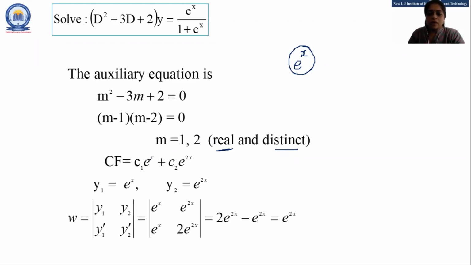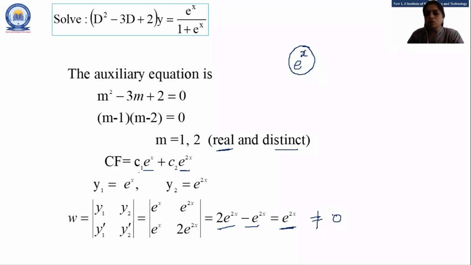It means C1 e raised to x and C2 e raised to 2x. So the multiple of C1 is y1 and the multiple of C2 is y2. So y1 is e raised to x, y2 is e raised to 2x. So what about the Wronskian? The Wronskian is y1, y2, y1 dash, y2 dash. The derivative of e raised to x is e raised to x itself, and that of e raised to 2x is 2 e raised to 2x. So after simplification, 2 e raised to 3x minus e raised to 3x, so our Wronskian is e raised to 3x, which is not equal to 0.